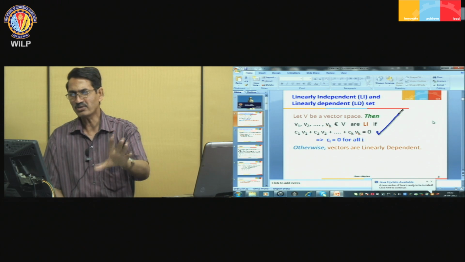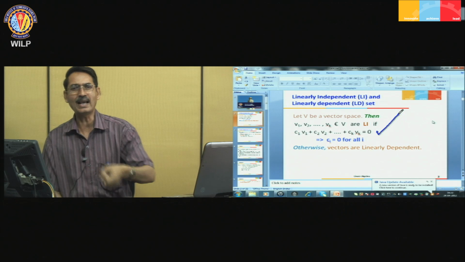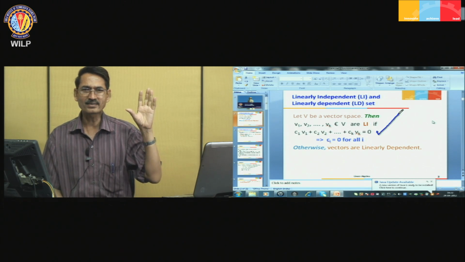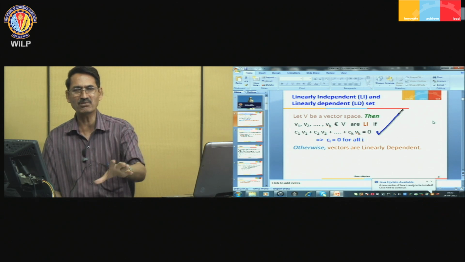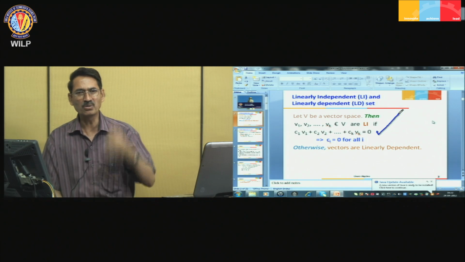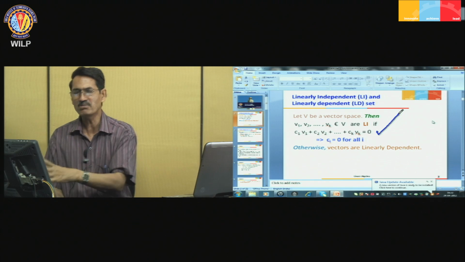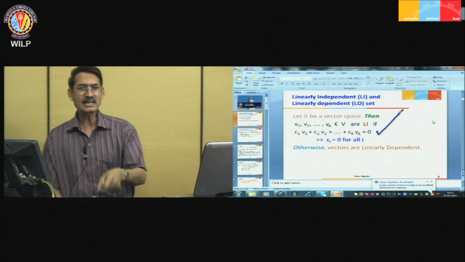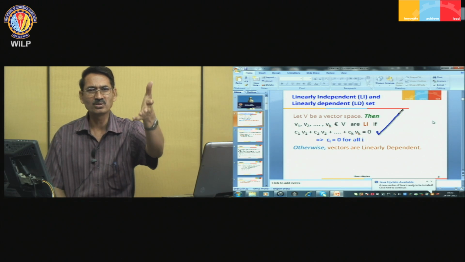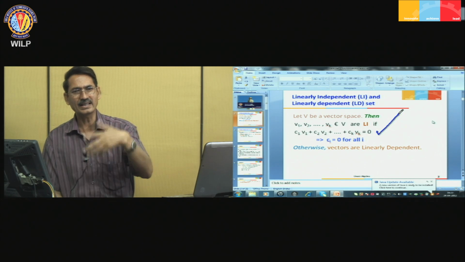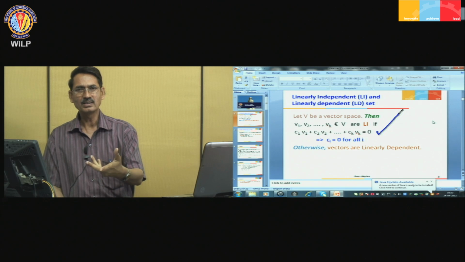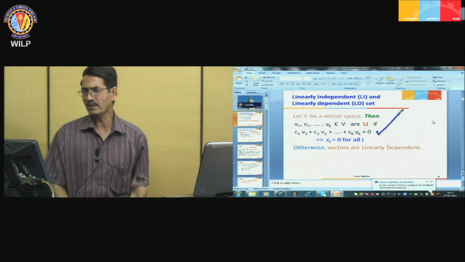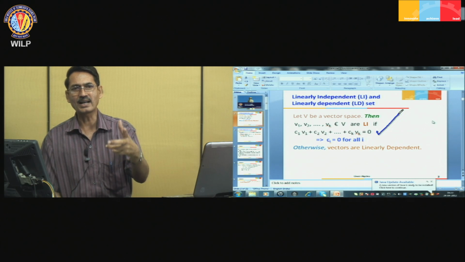If no, means what? If this equation has only the 0 solution in C1, C2, Ck, so only C1 equals 0, C2 equals 0 and Ck equals 0 is the only solution, there is no other solution except this, then we say that V1, V2, Vk are linearly independent. And if there is any other solution which is different from 0, meaning a non-zero solution, the moment we are getting a non-zero solution, it will imply that V1, V2, Vk are linearly dependent.